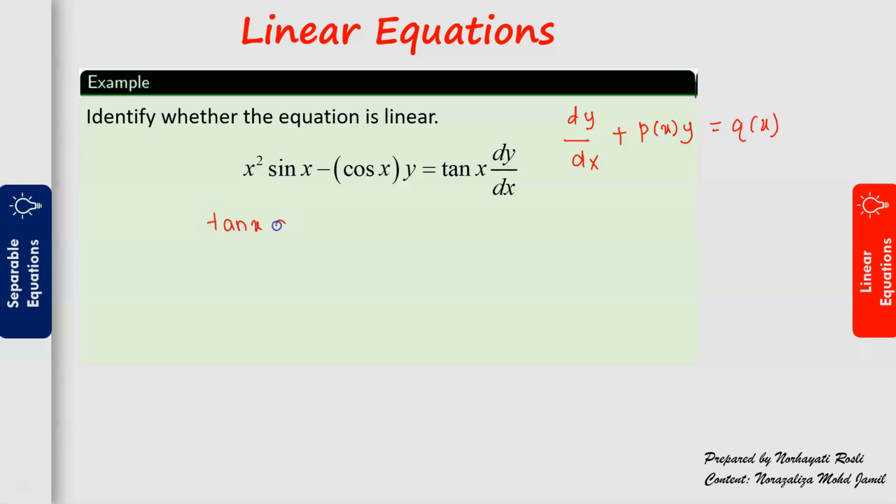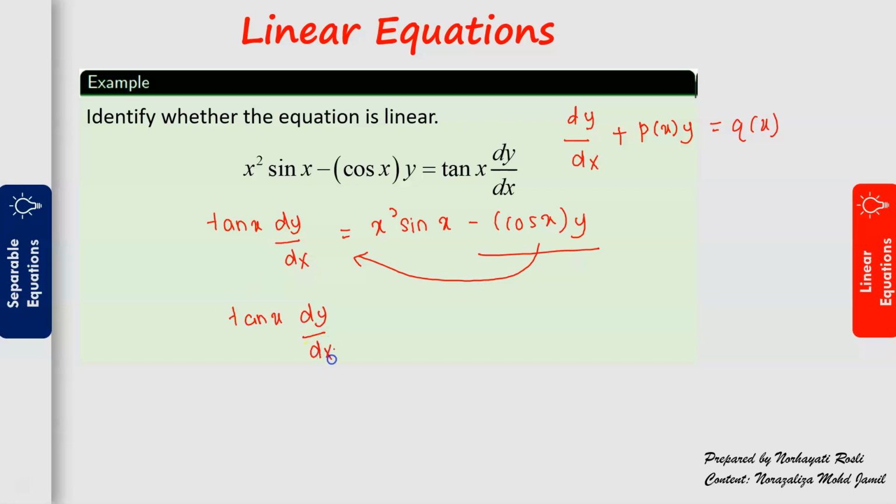I will have here tan x dy/dx equal to x squared sin x minus cos x multiplied by y. And then this term, actually it is in terms of some function of x multiplied with y. So I can move it to this side. I will have here tan x dy/dx plus cos x y equal to x squared sin x.